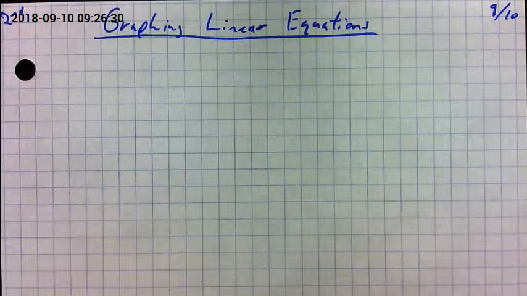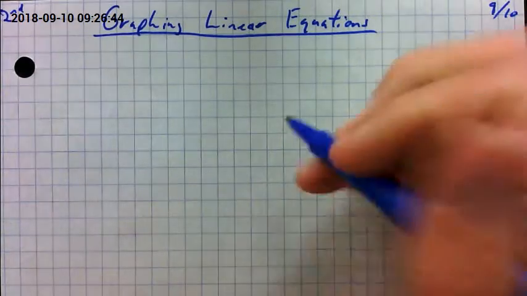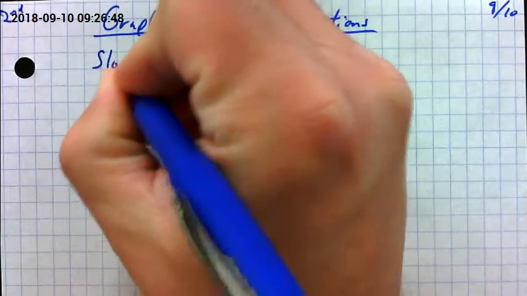So again, graphing linear equations. We have a couple things that we need to talk about. There are three different formulas that we need to talk about when graphing, but then we also need to talk about slope. So slope, first off, let's start with that today. Slope.